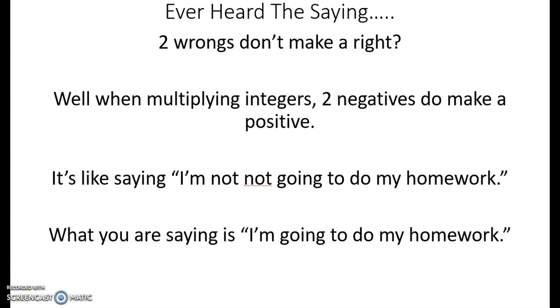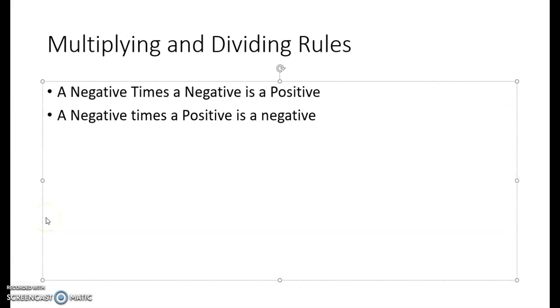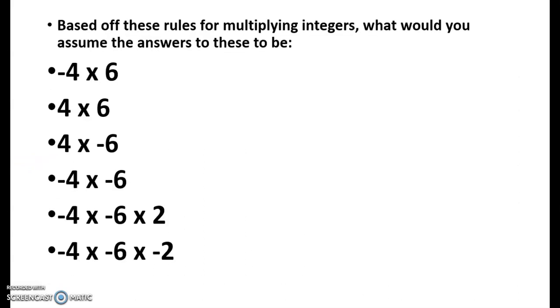So let's take a look at the summary of the rules for multiplying and dividing. A negative times a negative is a positive. A negative times a positive is a negative. So based off these rules, what would you assume the answers for each of these problems are? Write it down on your paper. The sub's going to pause it, and then compare answers with your neighbors.